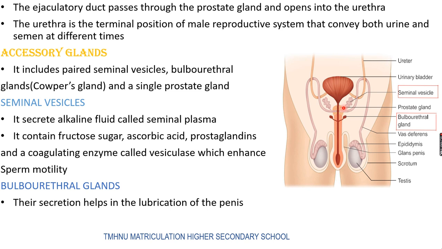Now their functions and secretions. The seminal vesicles secrete a fluid called seminal plasma, which contains fructose, ascorbic acid, prostaglandins, and a coagulating enzyme called vesiculase for the movement of the sperm. The bulbourethral glands, a pair, help in the lubrication of the penis.